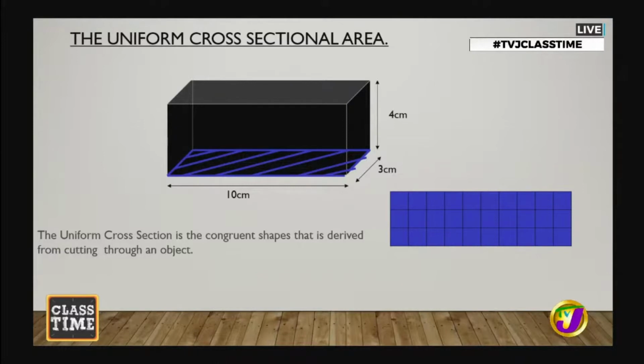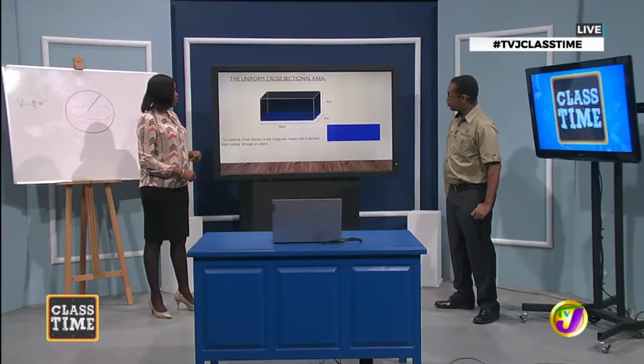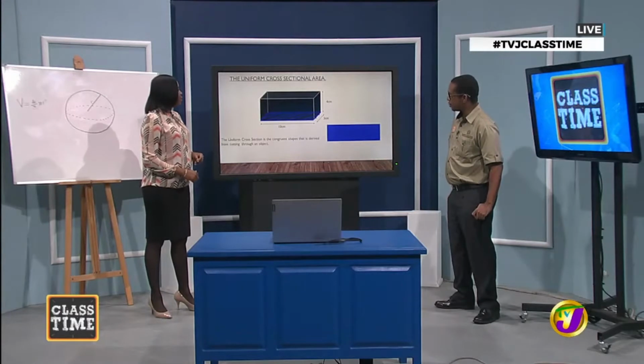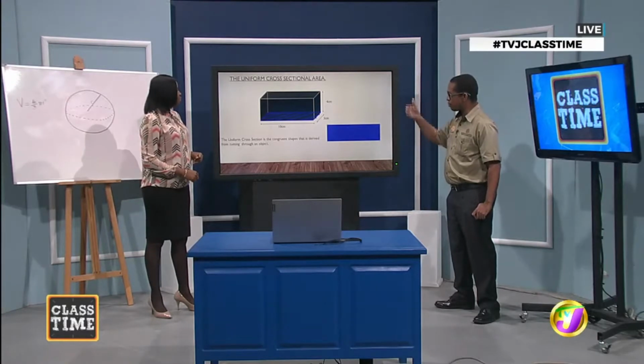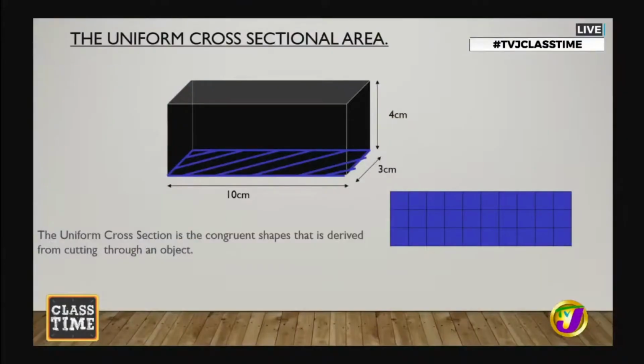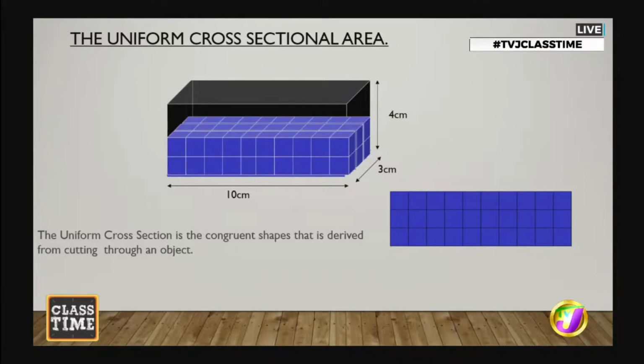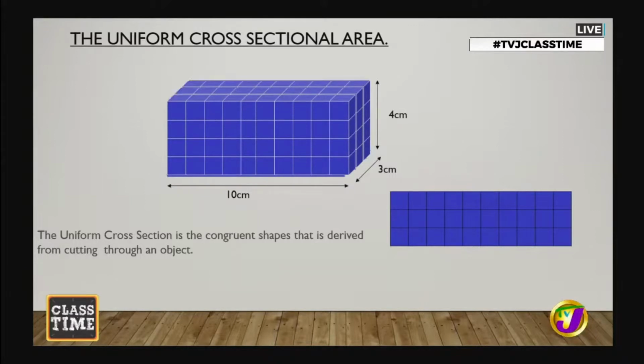Is it possible that we could cut it in the other direction? I'm thinking possibly, because I'm seeing 3 pairs of congruent faces. I'm seeing top and bottom, left and right, and front and back. So as long as we have a congruent shape that we can see when we cut through the solid, that shape is considered our cross-section area. Notice as we cut through this shape, the shape of the rectangle remains consistent.